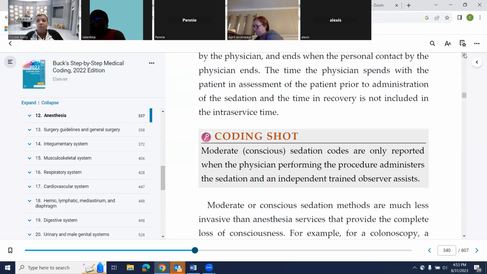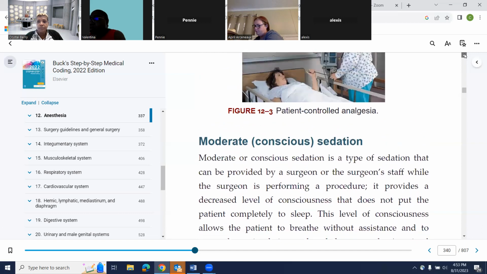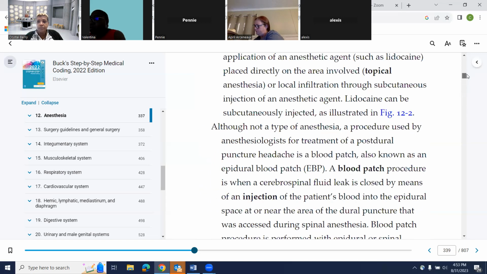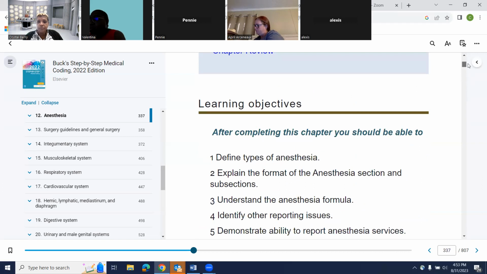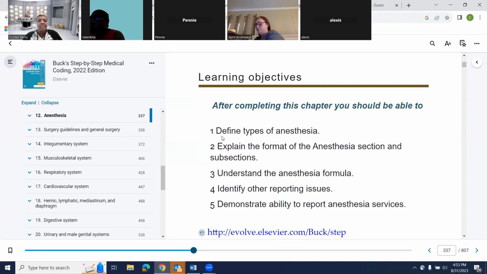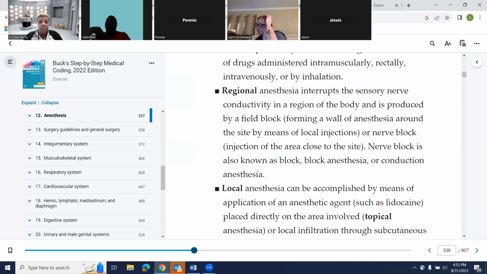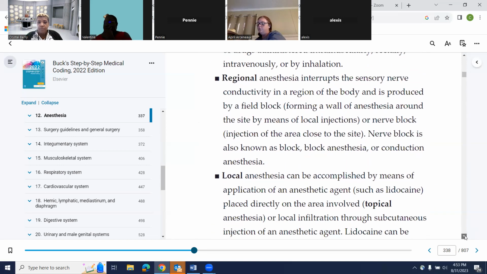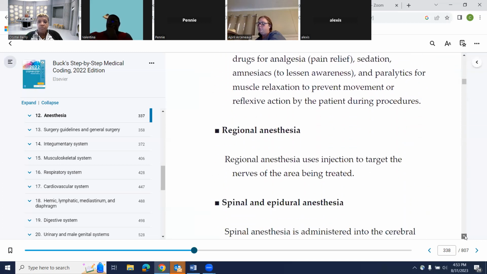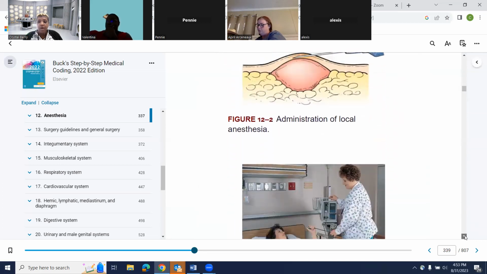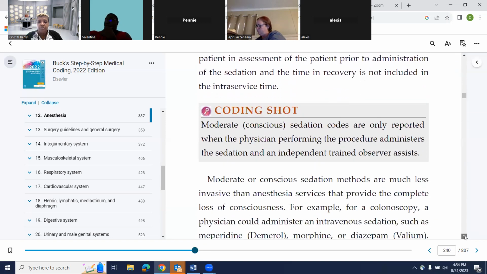So when we go back up to our objectives, we have gone through: define the types of anesthesia, explain the format of the anesthesia section and subsections, and understand the anesthesia formula. So we've gone through those three objectives, which are also located in your PowerPoint slides. And also I just want to say the different sections.